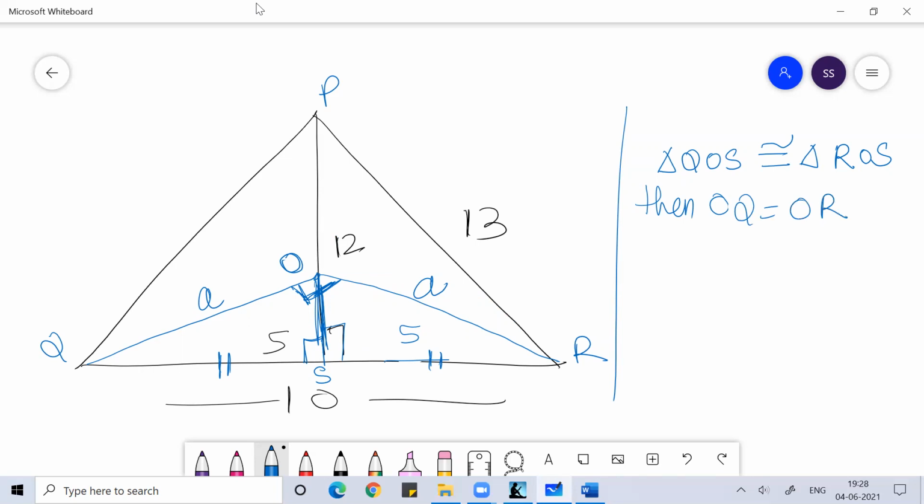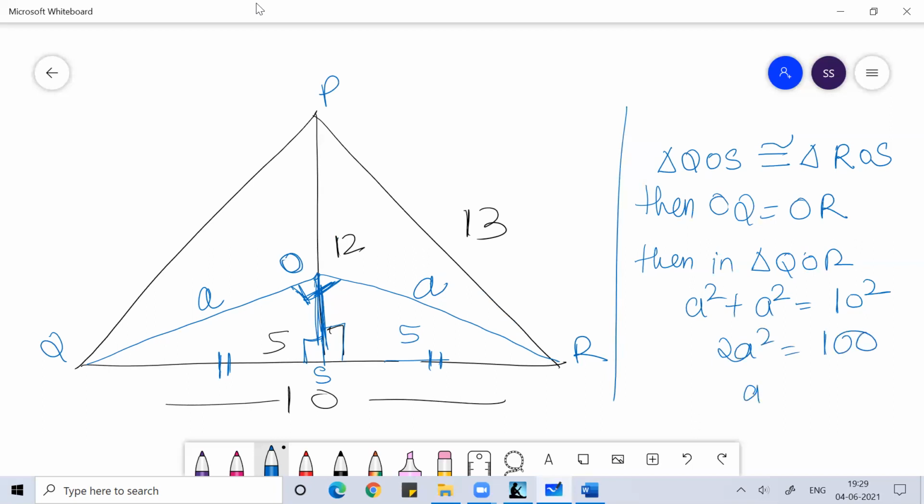So in that case, if you apply Pythagoras theorem in triangle QOR, I can say A square plus A square is 10 square. So 2A square is 100. Then A square is 50. Then A is under root 50. So I got the A value.